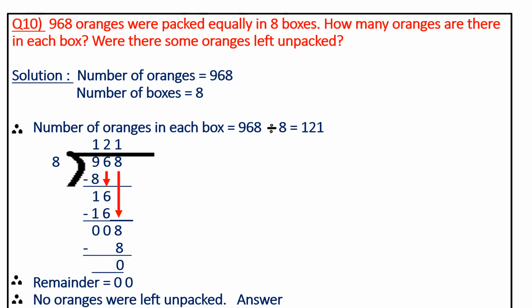Now children, you have to give the answer of this second question. Were there some oranges left unpacked? क्या कोई orange बच गया है? So look at here. The remainder is 0, no? Remainder is only the leftover number. So remainder is 0. Means there are no oranges left unpacked.